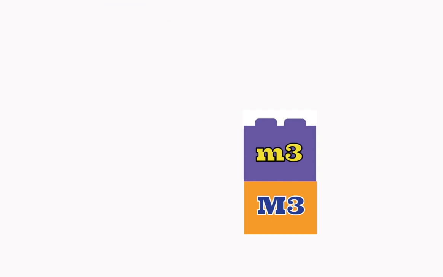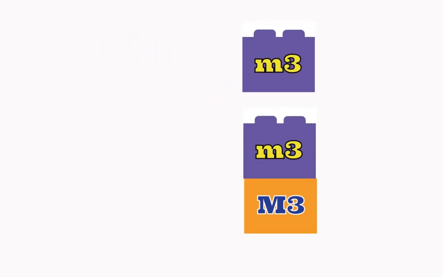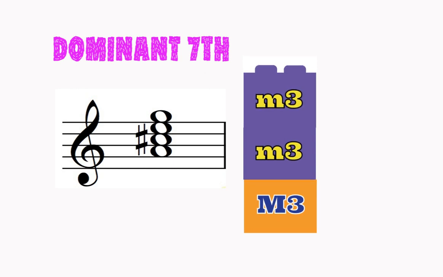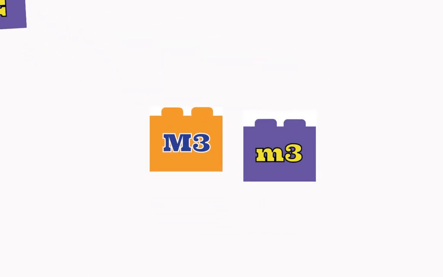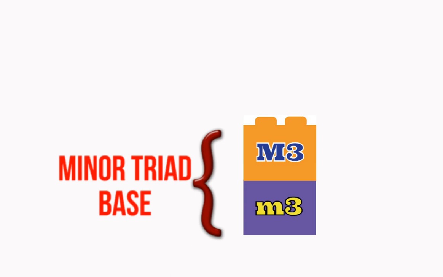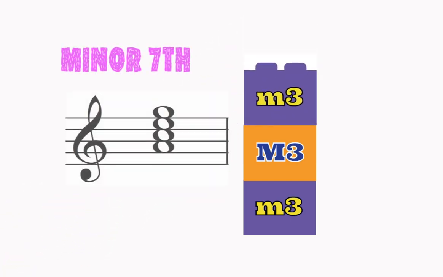But now let's replace this major third with a minor third. This is how you build a dominant seventh chord, a major triad with a minor third on top. Now let's get rid of this major triad. We're going to switch these two Legos around, and now we have the minor third below the major third, which we know is a minor triad. If you recall, we said that there's only one type of seventh chord that has a minor triad, and when we put a minor third on top of that, we get a minor seventh chord.